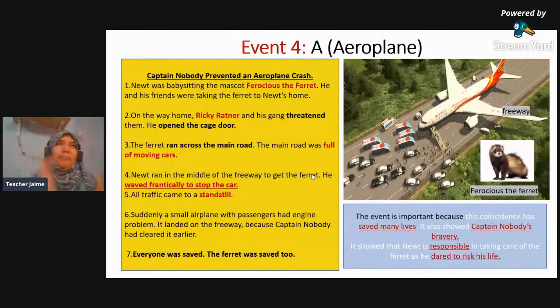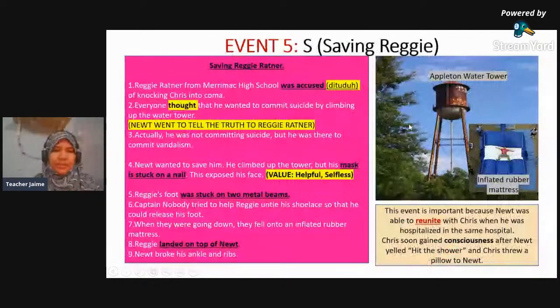So dah 4 important events. Can you say it again? Number 1 is CO, costume. B is big bass drum. R is robbery. And A is aeroplane. And the last event is S, event number 5, saving Reggie.